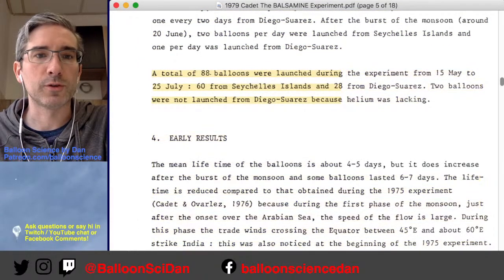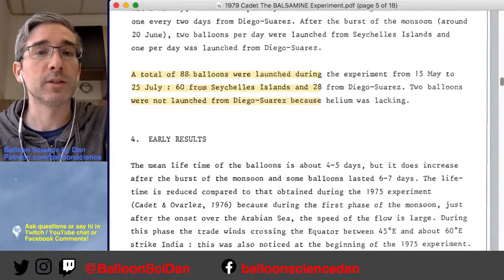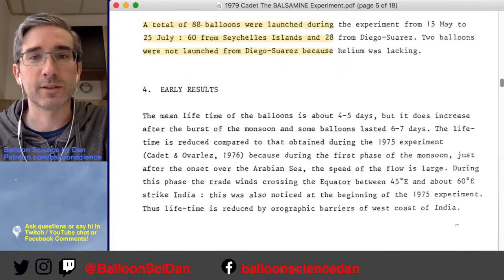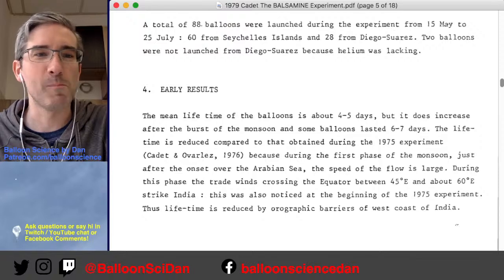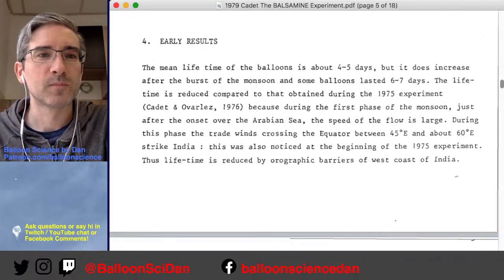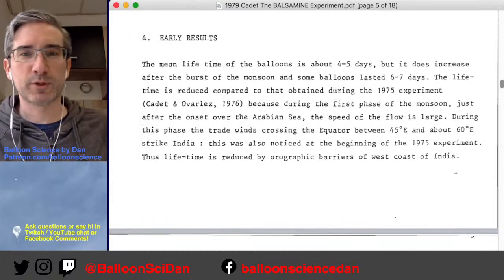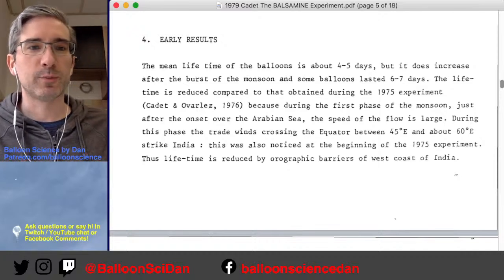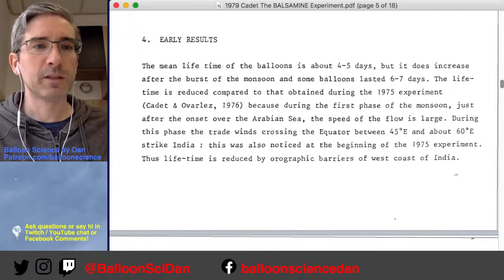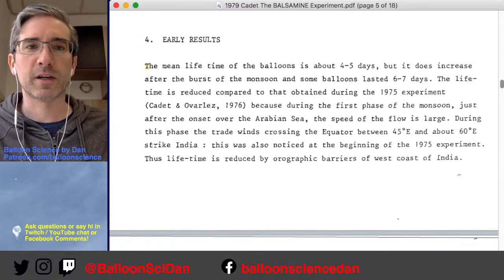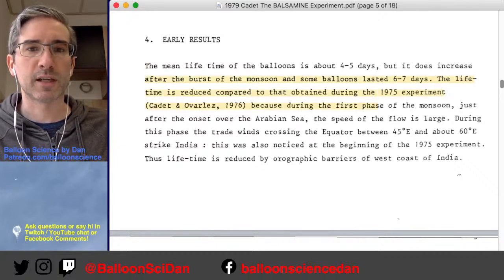2 balloons were not launched from Diego Suarez because helium was lacking. It sounds like it was not showing up for work, but they ran out of helium. So these were not particularly long duration balloons, but the mean lifetime of the balloons is about 4 to 5 days. But it does increase after the burst of the monsoon, and some balloons lasted 6 to 7 days.